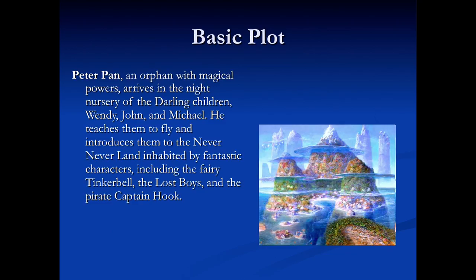So in case you were not aware of the basic plot, it's about Peter Pan. He's an orphan. He does have magical powers, although he's not really like a wizard or anything, but he can fly, he can do special things. And one night he arrives in the nursery of the Darling children in London, and the Darling children are Wendy, John, and Michael. And basically he teaches them to fly. He introduces them to Never Never Land, inhabited by fantastical characters including fairies, the fairy Tinker Bell, the Lost Boys, and the pirate Captain Hook.